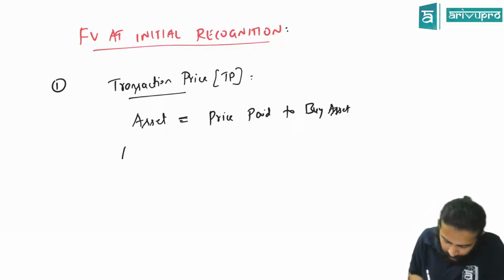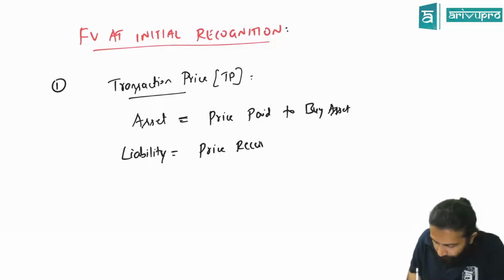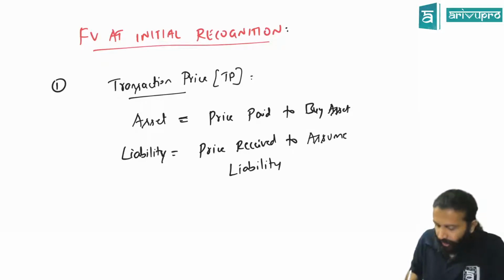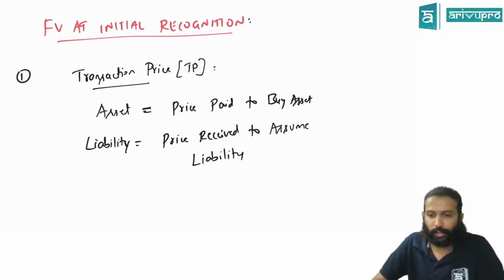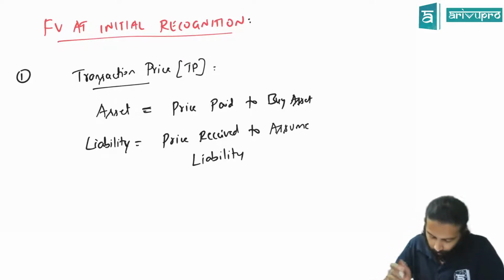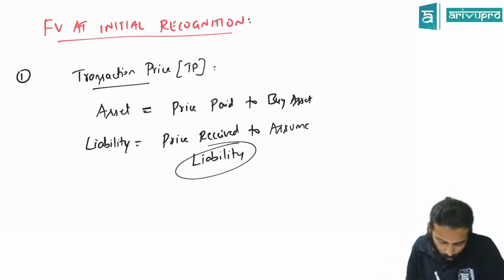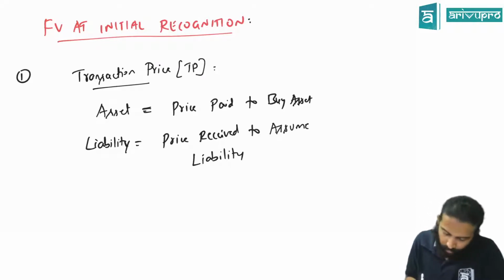And similarly, what is the transaction price for liability? Can I say price received to assume liability? Price received to assume liability, like a bank loan. Like you took a bank loan of 10 lakh rupees. You are recognizing a liability because you received 10 lakh rupees cash. So you received 10 lakh rupees cash and you are assuming that liability, correct? Hence price received to assume liability. Are we okay with this?